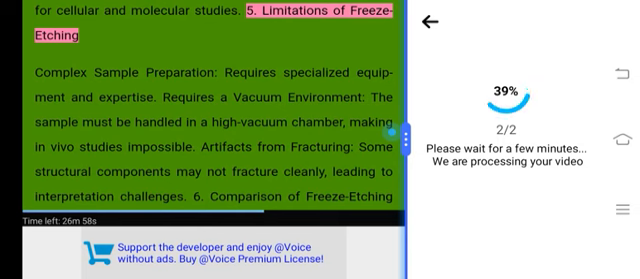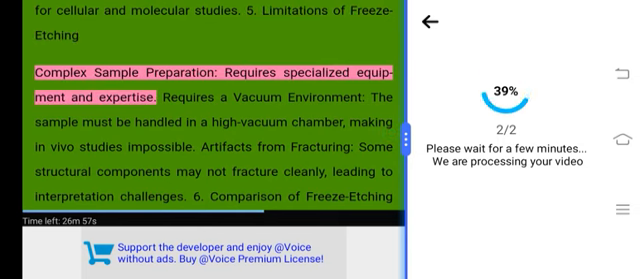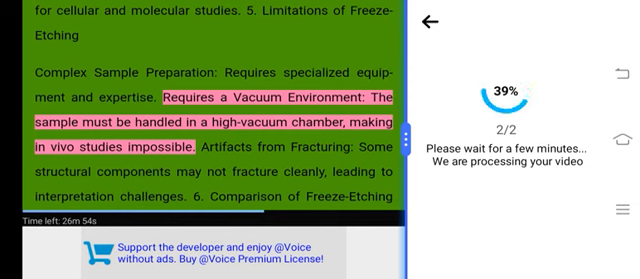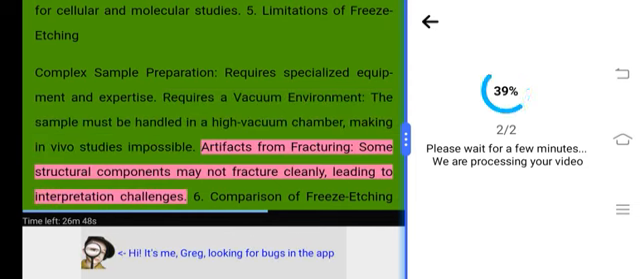5. Limitations of freeze etching. Complex sample preparation. Requires specialized equipment and expertise. Requires a vacuum environment. The sample must be handled in a high vacuum chamber, making in vivo studies impossible. Fracturing. Some structural components may not fracture cleanly, leading to interpretation challenges.